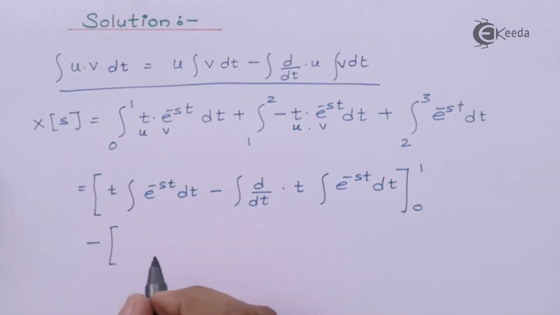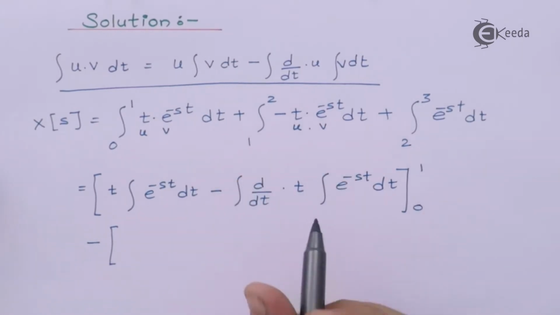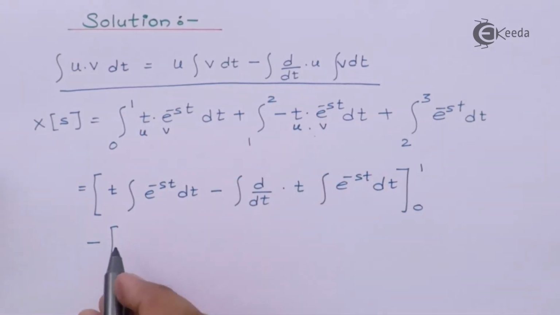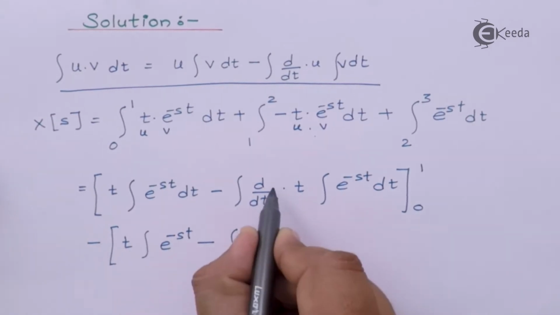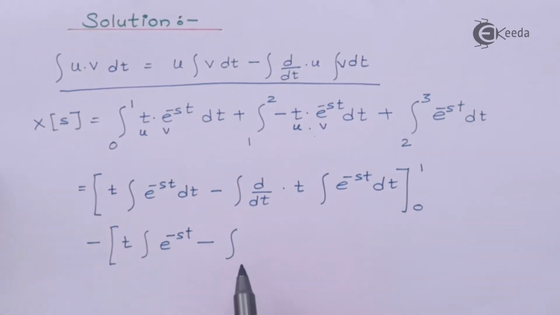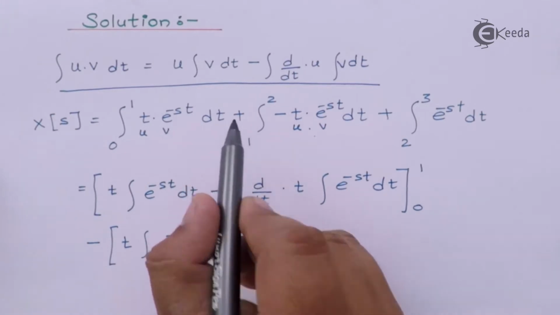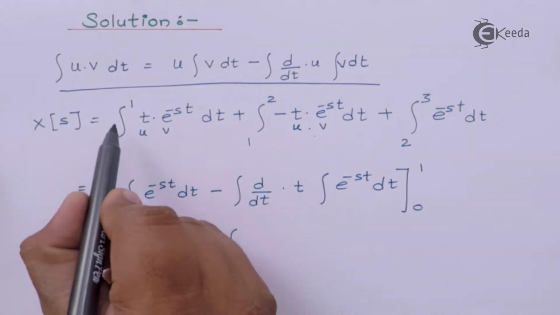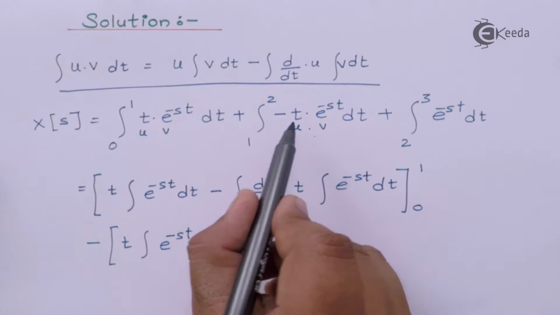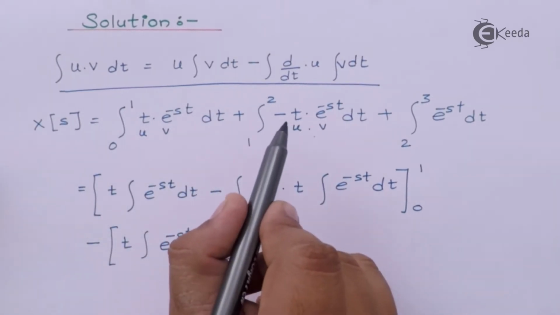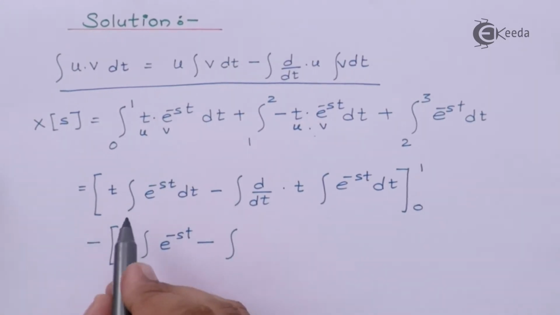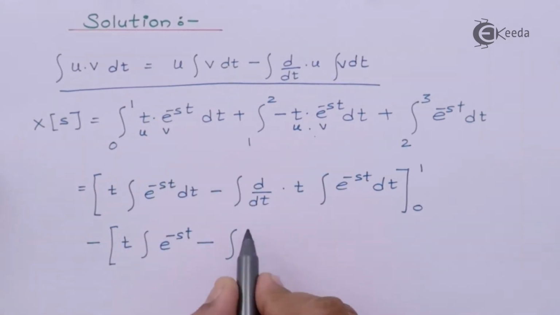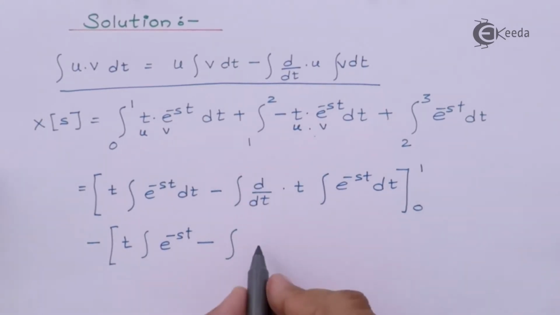Now again use the same concept, where my t is my u and e to the power minus st is my v. So we will write t times the integration of e to the power minus st, minus the integration of, you can directly copy this term as it is because only the minus sign is different. But do not say that these two terms or these two products are the same; much more important, the integration limits are different. So please do not equate these two terms because the integration limits are different.